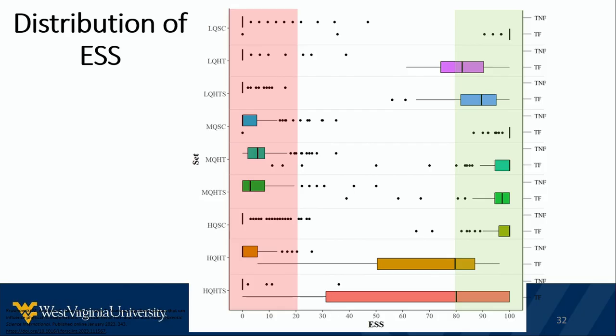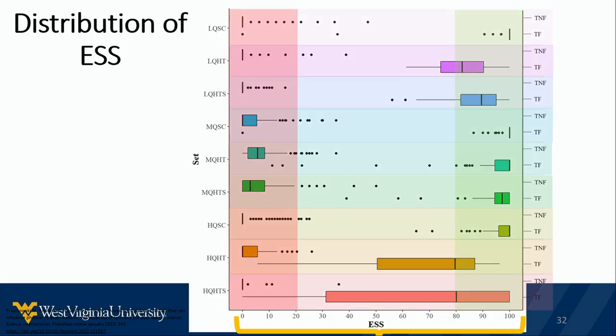From top to bottom, on the left-hand side, you will see 9 data sets. The first 3 are low quality, the next ones are medium quality, and the bottom ones are high quality sets. And for each of these sets, from top to bottom, we have scissor cut, hand-torn, and hand-torn stretch. And for each of those data sets, we have true non-fits on the top and true fit distributions on the bottom.